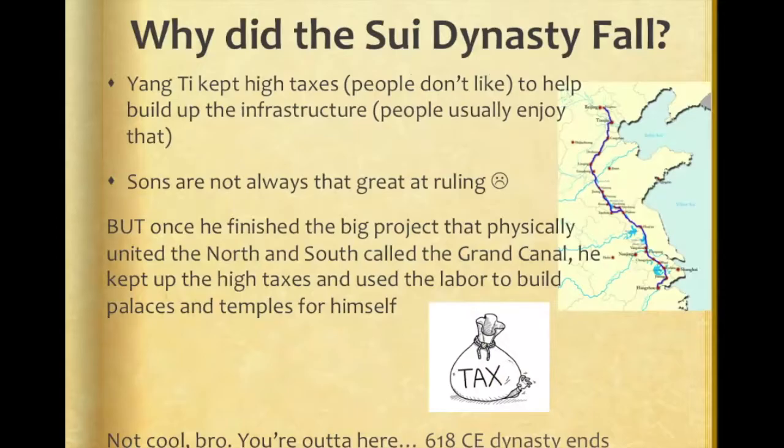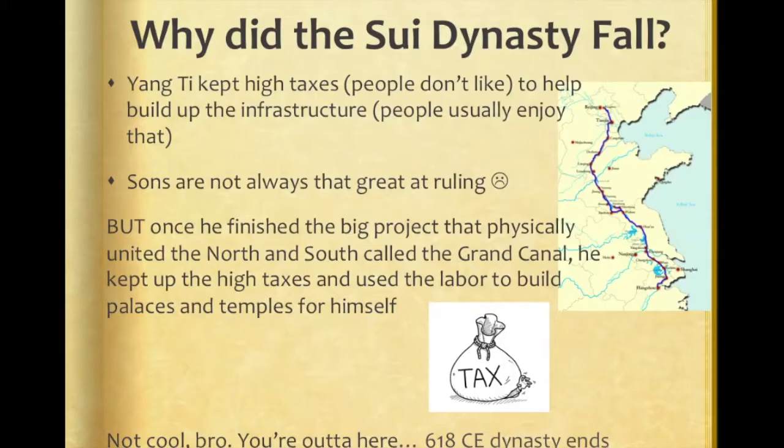His son, Yang Ti, he kept the taxes really high because he had to pay for all that stuff he was doing. And when he finished building this thing called the Grand Canal, he decided to use all that labor and build stuff for himself. And instead of building stuff for the people, now he's building palaces and temples for the rich and the elites. A lot of people didn't like that. They're saying, wait, we're paying all these taxes for you rich guys? I don't think so. Not cool. You're out of here. And in 618 CE, the dynasty ended.